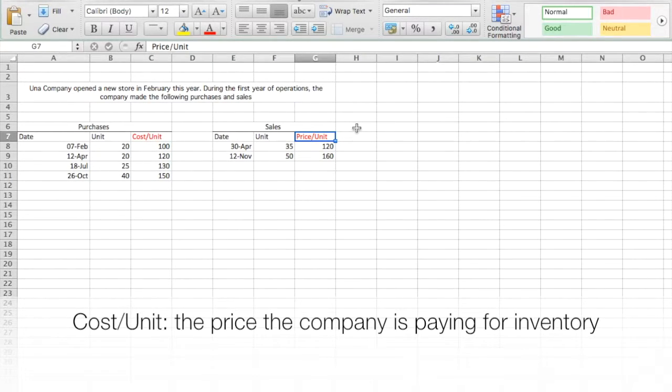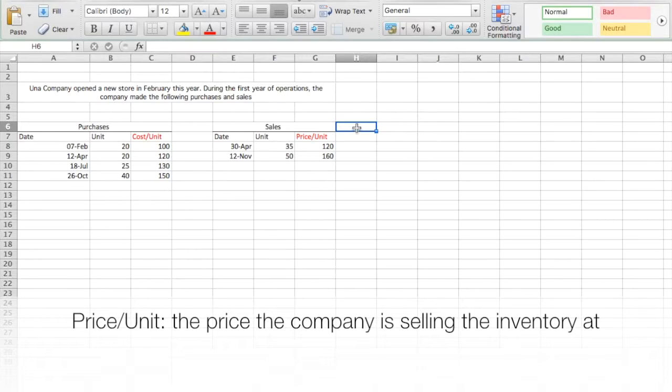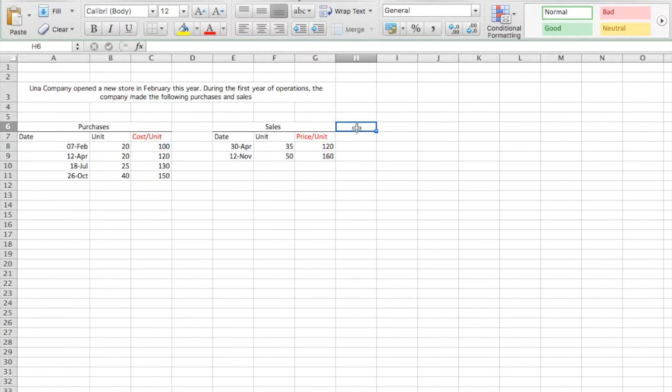Cost per unit is the price the company is paying for the inventory for each unit purchased during that specific transaction. Price per unit is the price the company is selling the inventory for each unit that is sold during that specific transaction. I say specific transaction because, as we can look at the table, the cost per unit and price per unit varies depending on the date of the transaction. Since Una Company opened this year in February, they are starting with no beginning inventory. So when the first purchase is made on February 7th, there are only 20 units of inventory on hand at that moment in time.